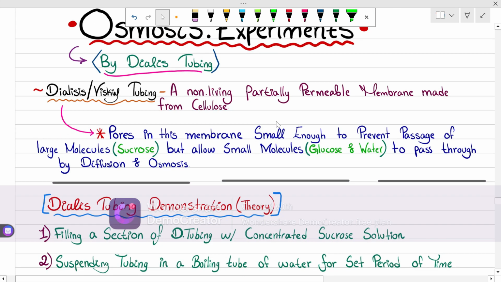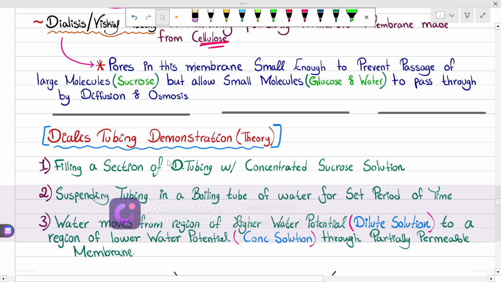The next osmosis experiment is by dialysis tubing. Dialysis or Visking tubing, same thing, is a non-living partially permeable membrane made from cellulose. The pores in this membrane are small enough to prevent passage of large molecules like sucrose, but allow small molecules like glucose and water to pass through by diffusion and osmosis.